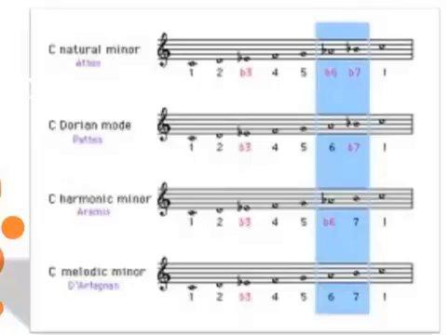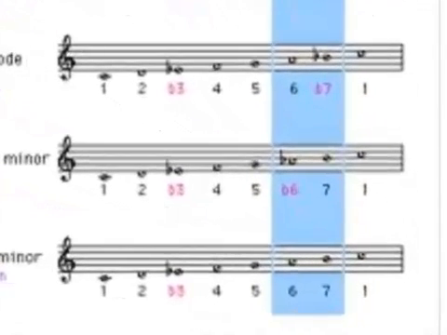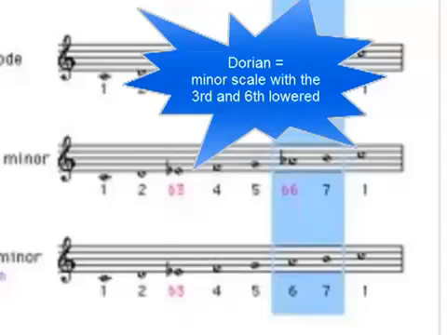Here's what these 4 scales sound like. The Dorian mode is not exactly like any minor scale, but it has characteristics of all the forms of the minor scale. I always think of the Dorian mode as a minor scale with the 6th and the 7th lowered.